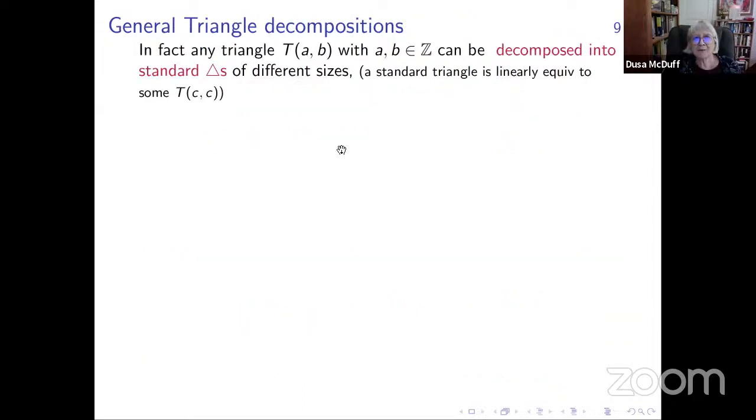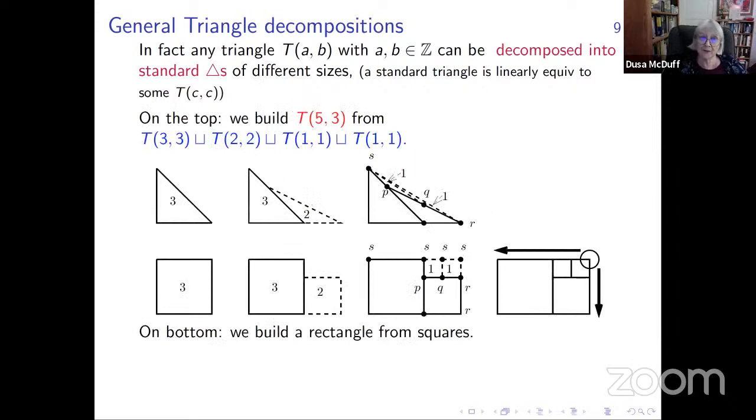And if you look at a general triangle with integral sides, you can decompose it into standard triangles of different sizes. So here's one where I'm building T5,3, and I'm building it up from T3,3, T2,2, and two T1,1s. And how you can do that, if you think of triangles, you can take this triangle here of size 3, you can add one of size 2 here, and then you see you've got a size 1 there. This is affine length 1, but this end is affine length 2.